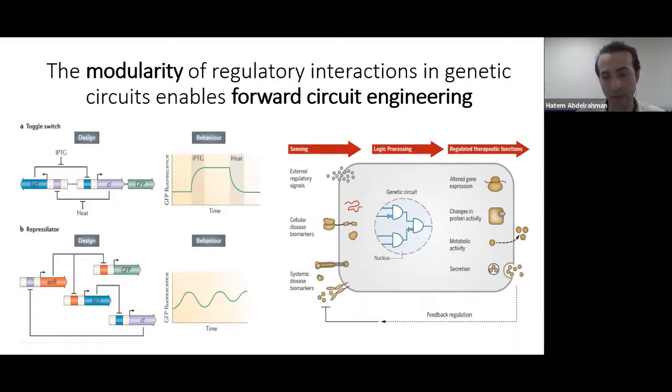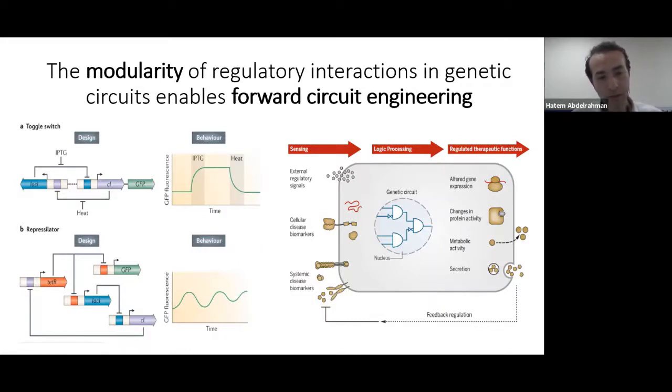As I mentioned before, cells integrate signals, process signals, and make customized responses. We could program this sense and response behavior by simply rewiring these regulatory paths together. Examples of forward engineered circuits, or the first examples of genetic circuit engineering, are toggle switches, as well as the repressilator. A toggle switch can program two different states of a genetic circuit, on or off, based on input signals.